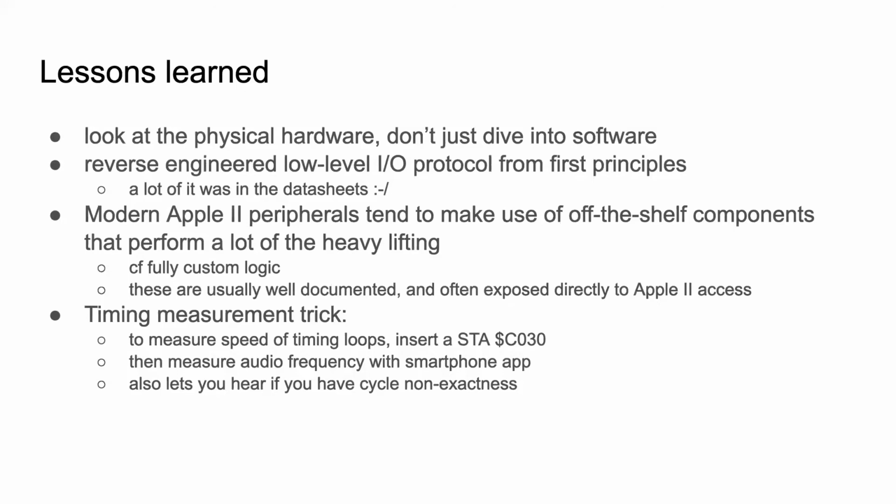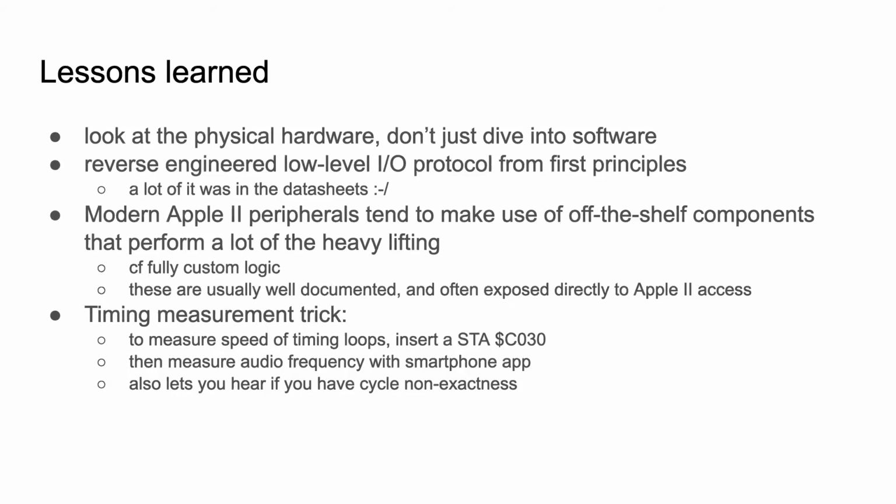So the lesson here is that modern Apple II hardware design makes a lot of use of standard off-the-shelf components that are glued together to perform large amounts of functionality. Whereas back in the day, this would have been custom logic. And these off-the-shelf components are usually pretty well documented. You can just download the data sheets from the internet. And moreover, they're usually exposed in some way to the Apple II, either directly or at least influencing the design of what's exposed, so you can understand the internals.